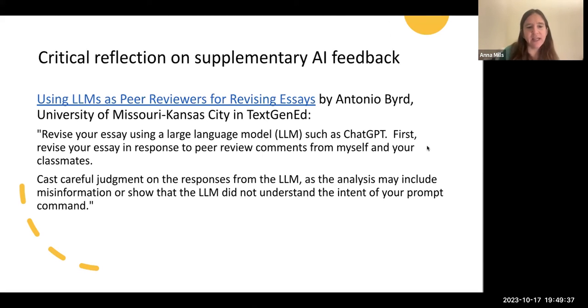But I have gravitated, along with others, toward using it for review. So the idea is that it's not writing, the student is still doing all those steps in the writing process, but it might be used to give some feedback to supplement peer review. And this is partly also coming from Antonio Bird in Text Gen Ed.